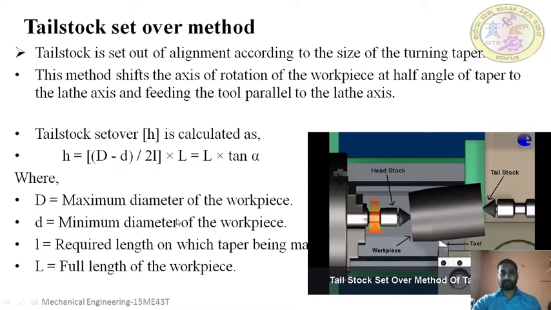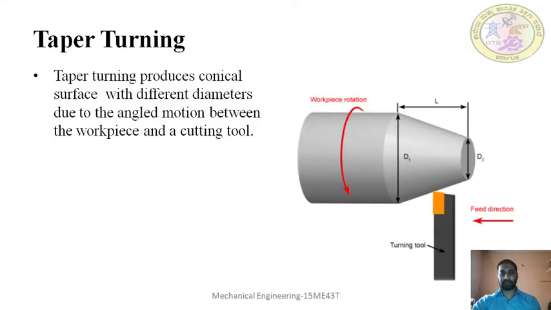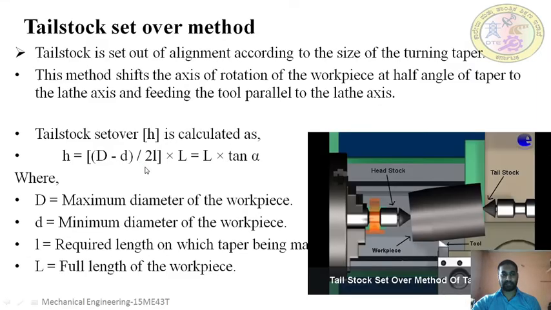where D is the maximum diameter of the workpiece. The maximum diameter of the workpiece is the diameter before the workpiece is machined, capital D. After the taper turning is achieved, the minimum diameter of the taper is required. That will be the smaller, minimum diameter of the workpiece. As you know, the taper turning has two diameters. This is the maximum diameter of the workpiece and this is the minimum diameter, D1, D2, and this is the length of the taper.